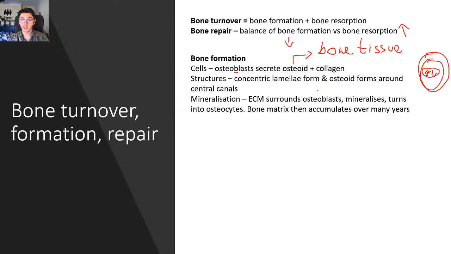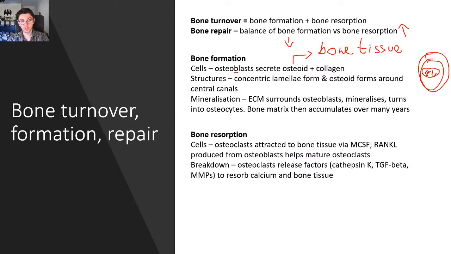Then you have mineralization. The ECM surrounds the osteoblasts because they're producing it. It mineralizes, and the osteoblasts turn into osteocytes. And then the bone matrix, so this process happens over and over for many years. It's kick-started in puberty, which is where you get your growth spurt, and it accumulates over several years.